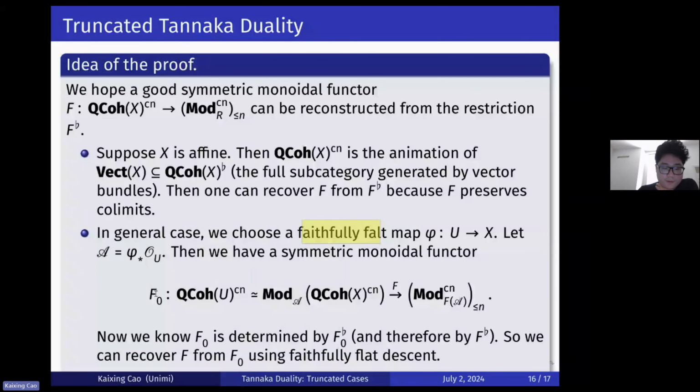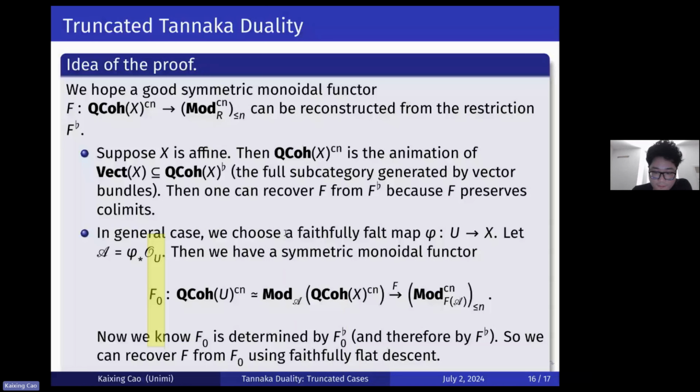It shows that F0 can be recovered by F0 flat. F0 flat is just the restriction to the flat objects. So the information of F0 flat is somehow given by F flat. If we know F flat, we can get F0 flat, and then in the affine case, we can recover F0.